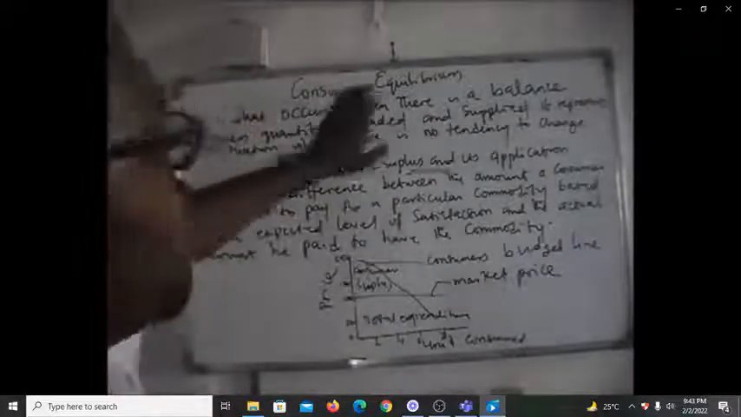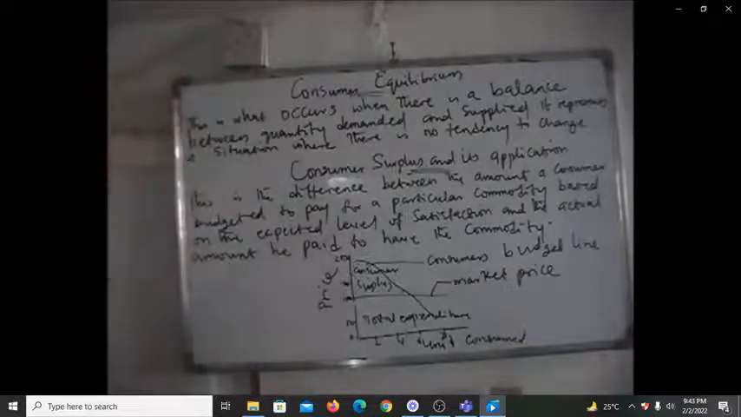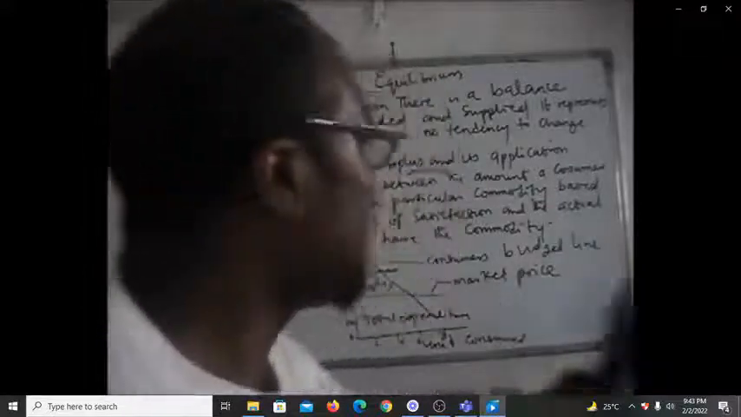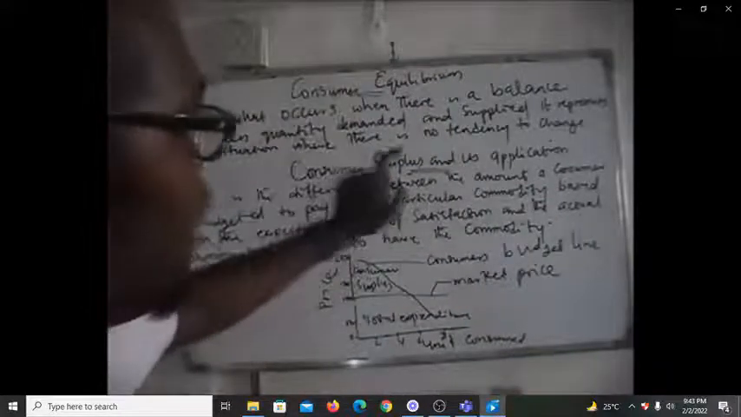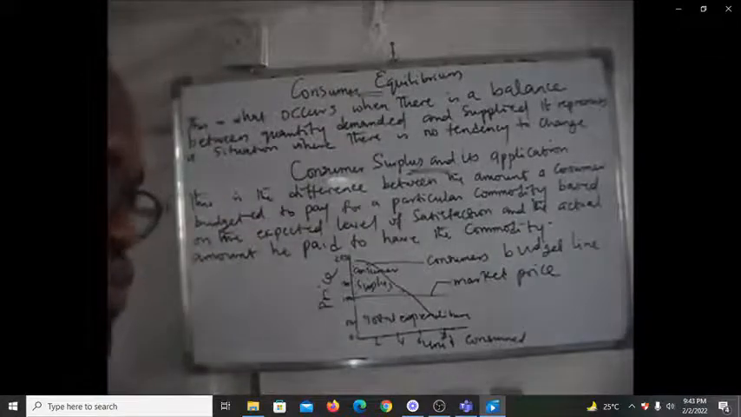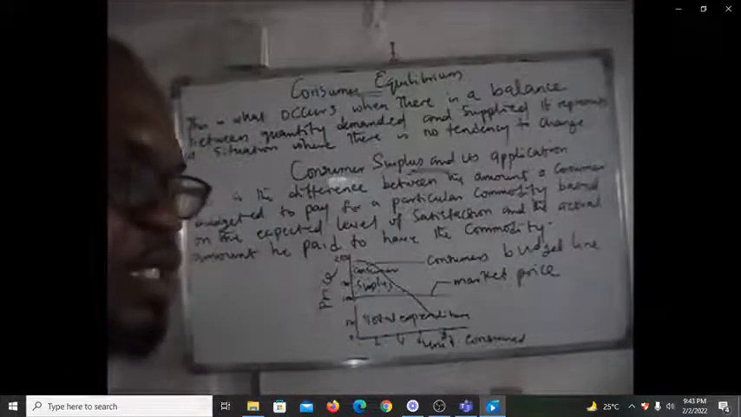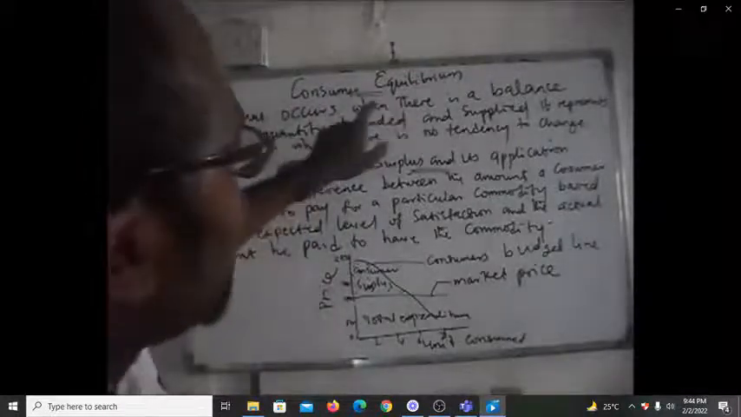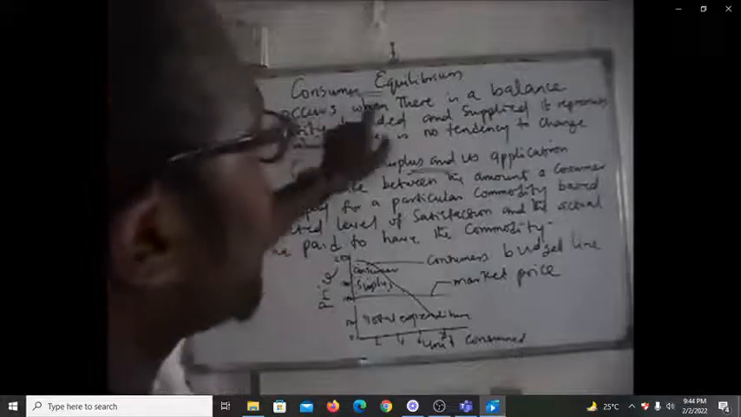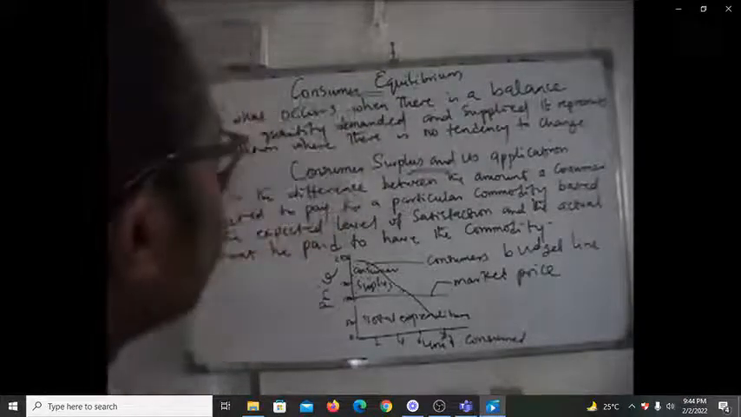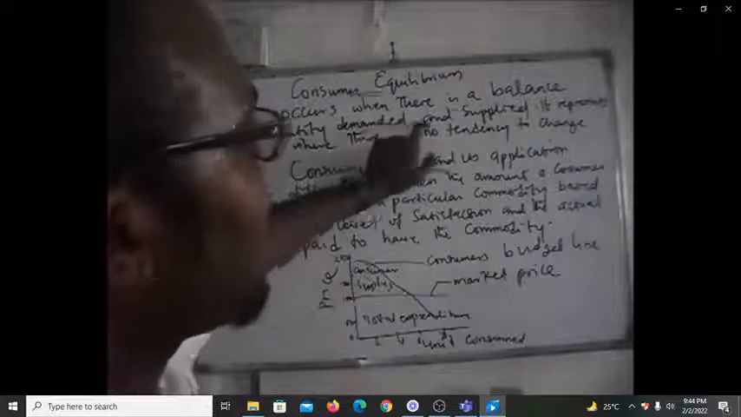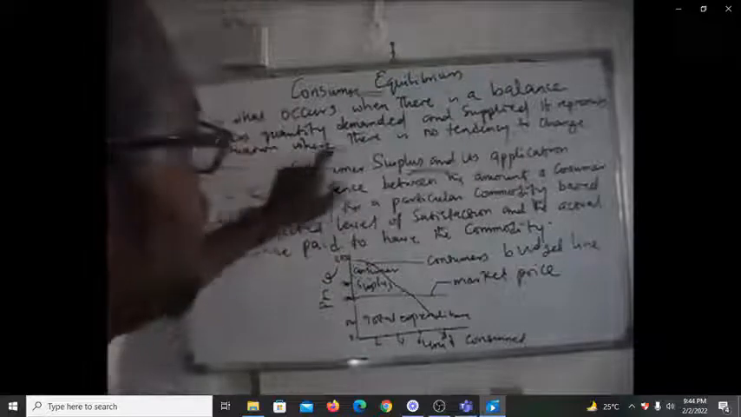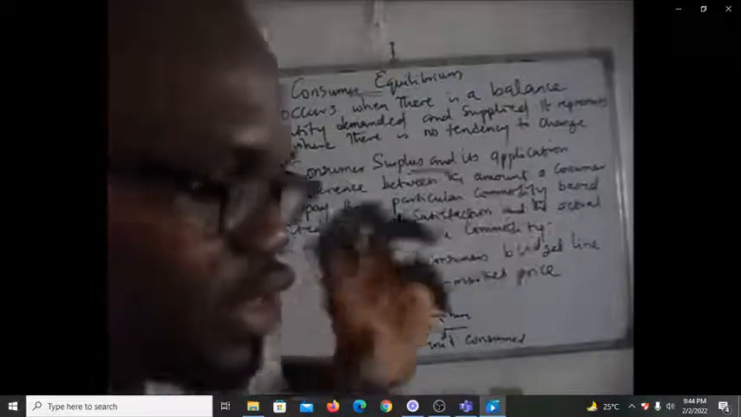We are going to look at consumer equilibrium, and consumer surplus and its application. How do you apply consumer surplus? What is consumer surplus? What is consumer equilibrium? How do you explain the concept of consumer equilibrium? Consumer equilibrium is what occurs when there is a balance between quantity demanded and supplied. It represents a situation where there is no tendency to change.